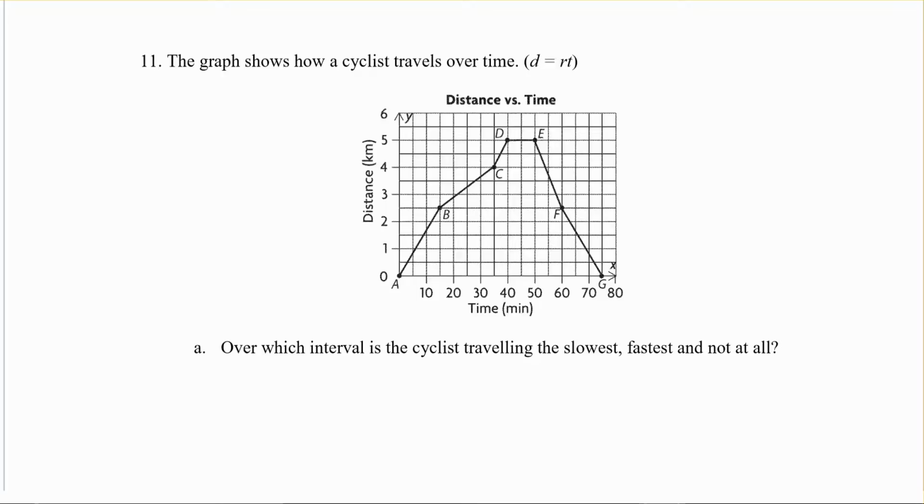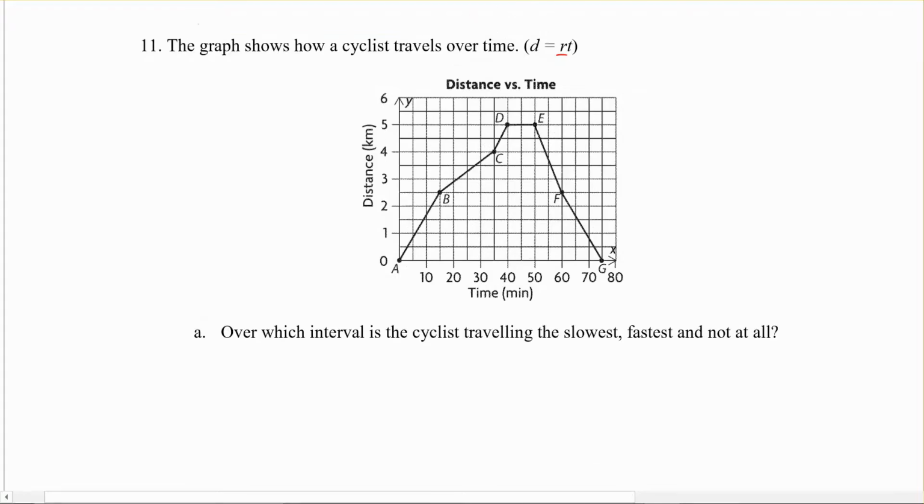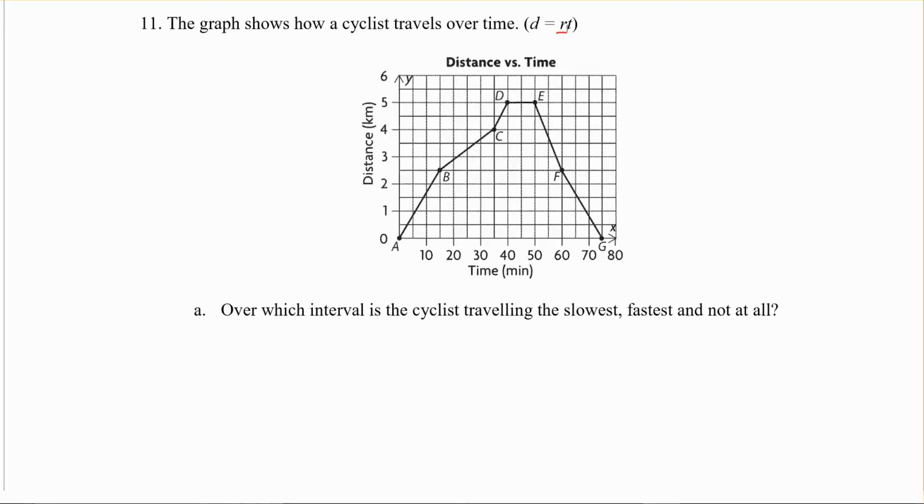This one says the graph shows how a cyclist travels over time. So D is equal to RT. And whoop, that didn't make any sense. This R should be a V. It looks more like an R than a V. So D is equal to V times T. So that means distance is equal to velocity or speed times time. Okay, this one says, over which interval is the cyclist traveling the slowest, fastest, and not at all?